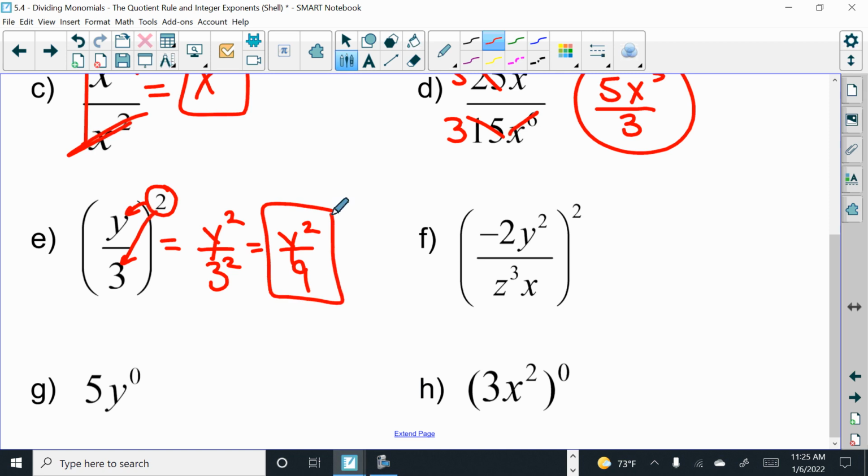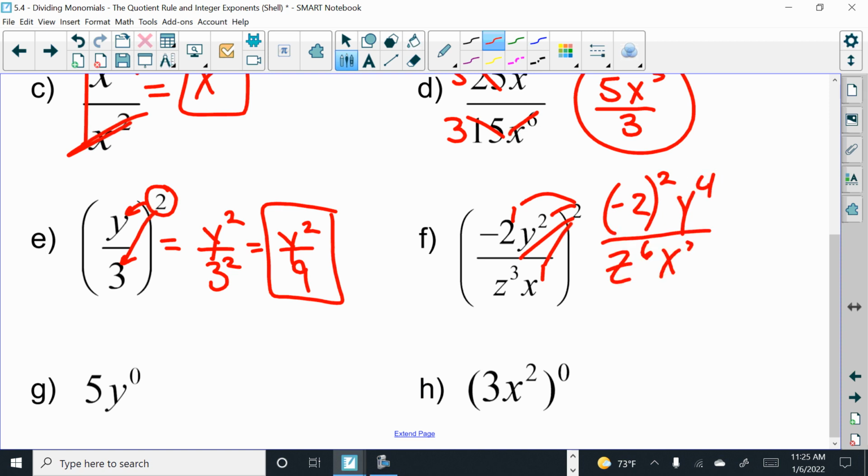Negative 2y squared over z cubed x. I'm raising this whole entity to a power. So I'm going to literally put a 1 here and a 1 here so I don't forget. And I'm going to distribute the 2 to all the exponents. So negative 2 squared, remember, negative 2 squared. y to the 4th, z to the 6th, x squared, and that's going to equal 4y to the 4th, z to the 6th, x squared.